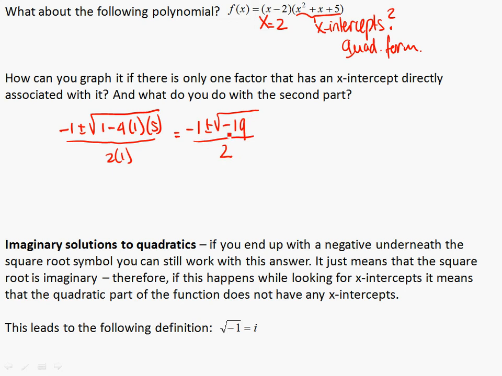So what does this mean with this being a negative square root? Right, there are no more solutions, and solutions is the same as saying what in this case? X-intercepts. No more x-intercepts. Okay? I'll work with that in just a second.